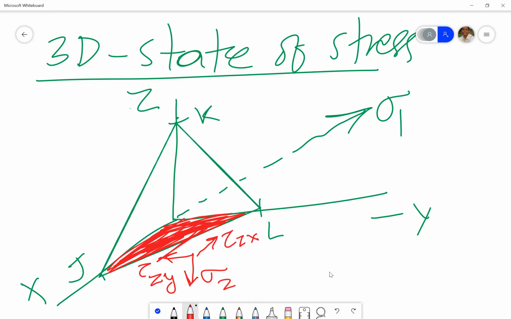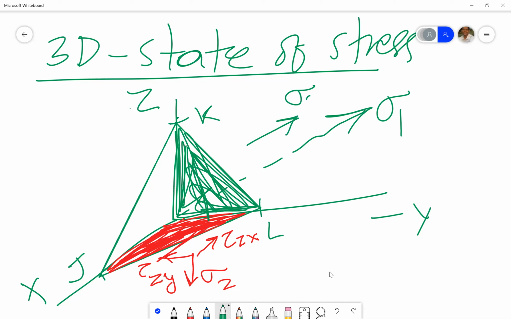Tau zx. Similarly, if you see this plane, what are the stresses acting on this plane? This is the x plane. The stress normal to the plane is sigma x.